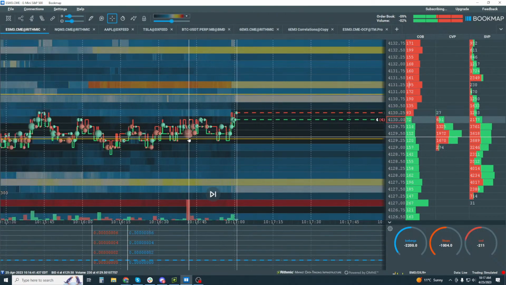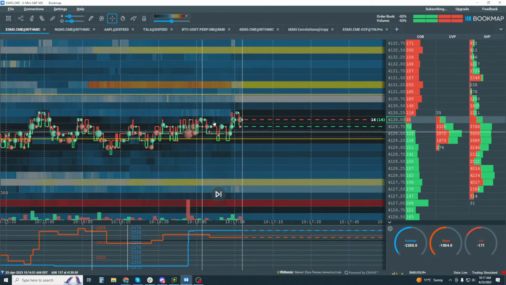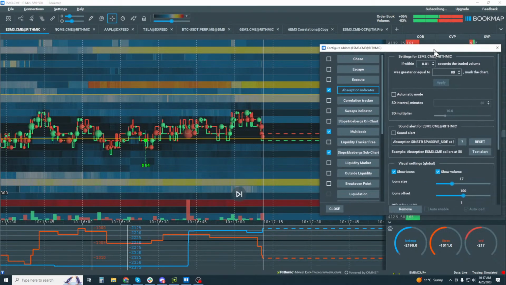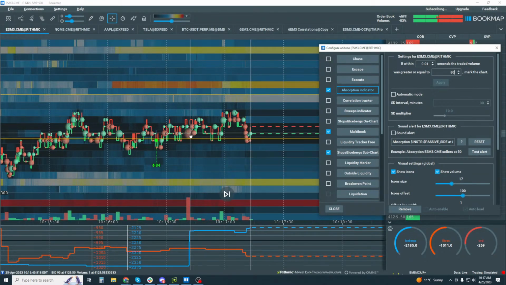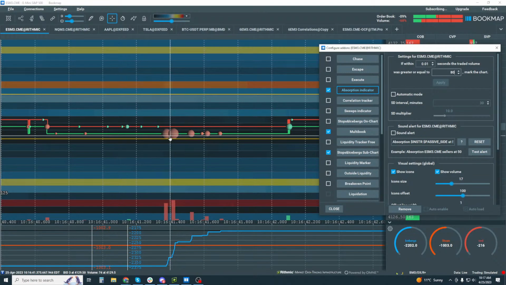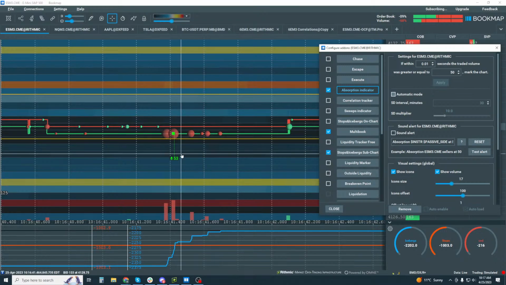No. Okay, let's try 80. Yeah, there we go. This should do it. Huh, interesting. Should show up. This looks like a big red dot to me, trading very, very quickly. We know it's an iceberg, though, that's for sure. Let's just keep lowering it here. Let's go to 50. Okay, there it is, 53.